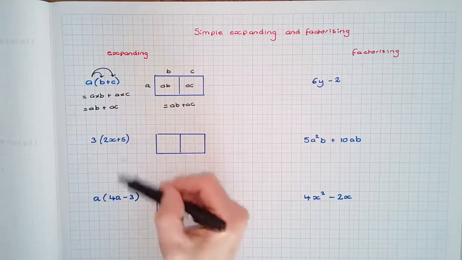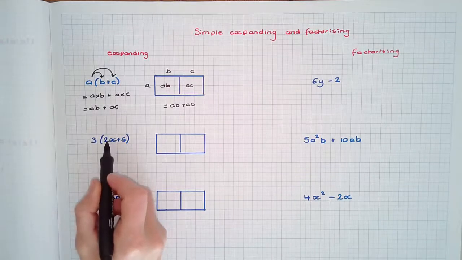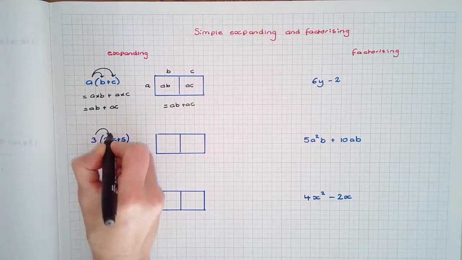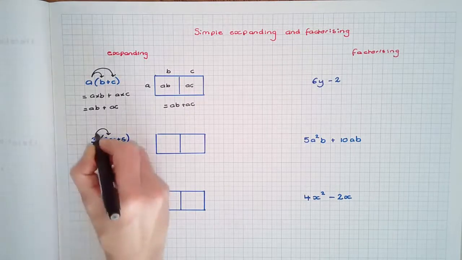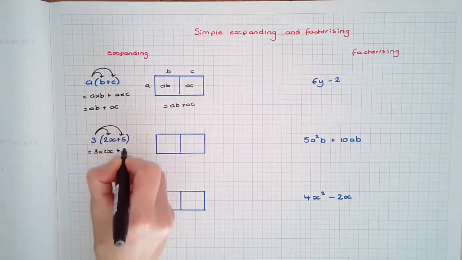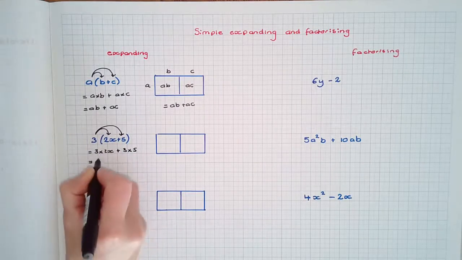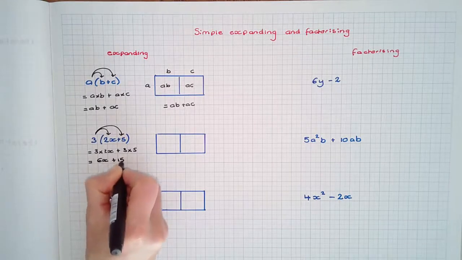Let's now have a look at two examples. 3 multiplied, in brackets, by 2x plus 5. Using the distributive law, 3 times 2x plus 3 times 5. Simplifying, we have 3 times 2x, 6x, plus 3 times 5, 15.